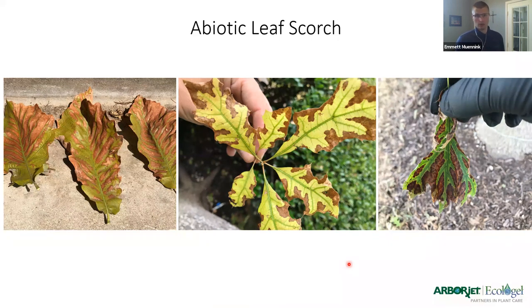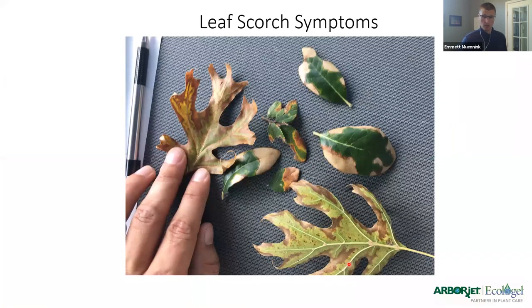So all these photos were sent to me with people asking me, is this bacterial leaf scorch? No, no, and no. Here's another photo that was sent to me. Hey, Emmett, all these species have leaf scorch. It's all in this person's backyard. We've got red oak, we've got cedar elm, we've got live oak. They all have this marginal scorching. What's going on? What do you think could be the problem?